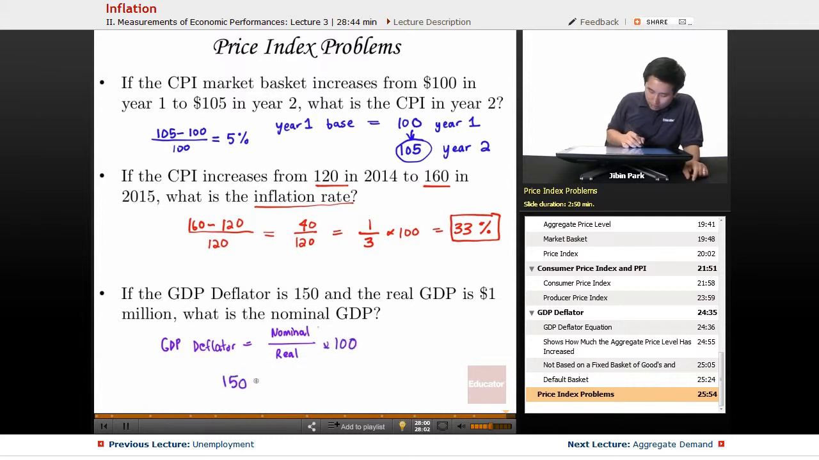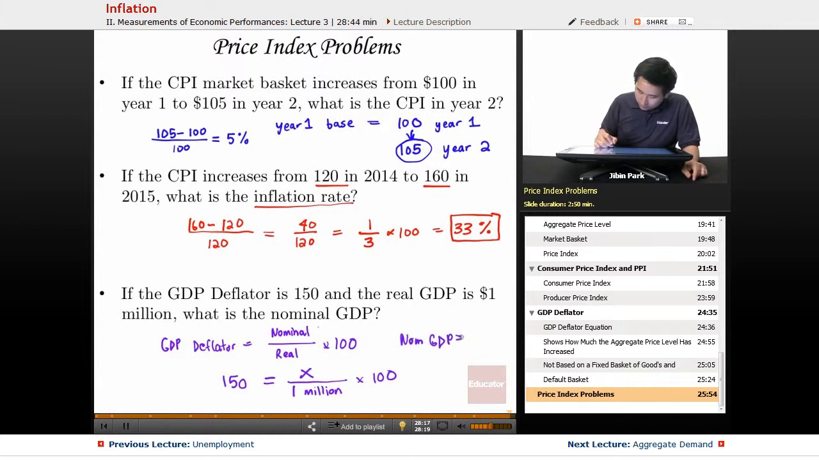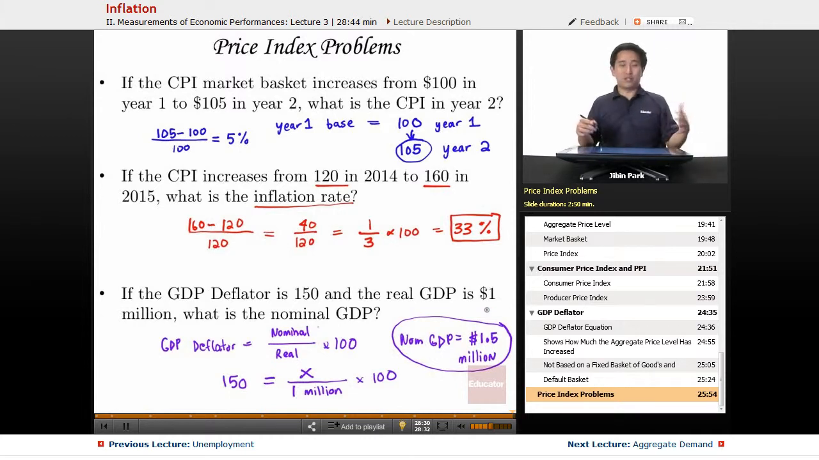So if the GDP deflator is 150 and the real GDP is 1 million, then what is the nominal GDP? Let's say the value is X, times 100. Well, you multiply this out here, and X, the nominal GDP, equals 1.5 million as a result. So again, it's very simple math problems.